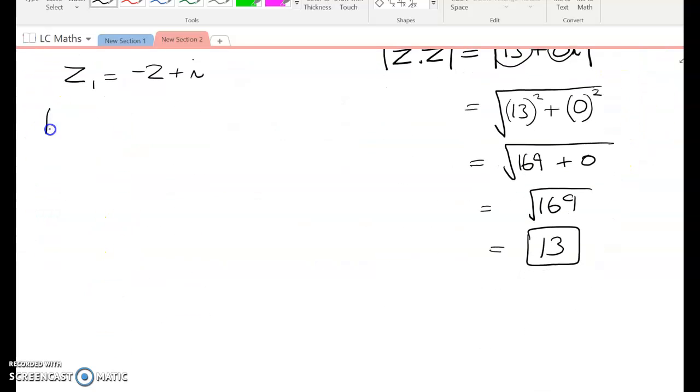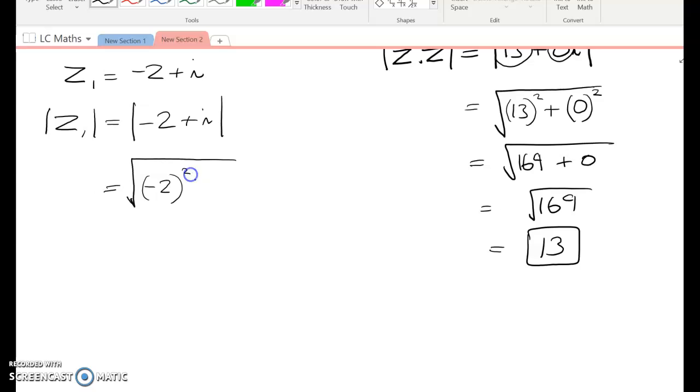Right. So what's the modulus of Z1? Well, it would be the modulus of minus 2 plus i, which is, remember, square root of the first number squared plus the second number squared. Now what's the second number? Is there a number there? Yes, there is. You just can't see it. There's a 1 in there. So it's 1 squared, which is the square root of, now minus 2 squared is 4, and 1 squared is 1.